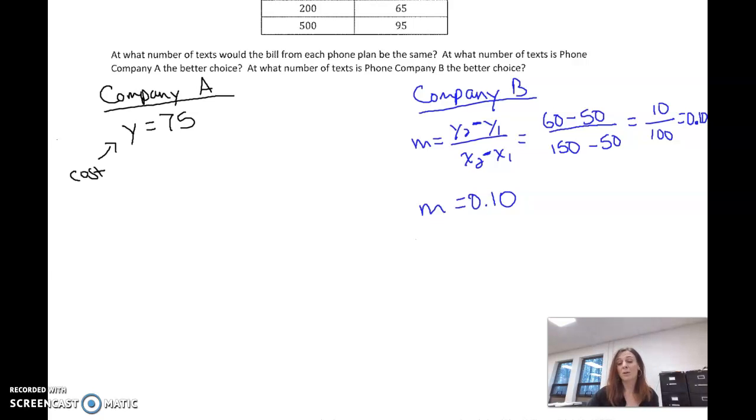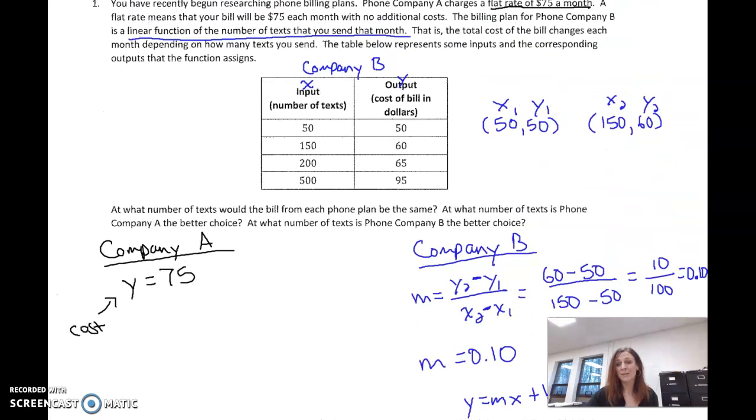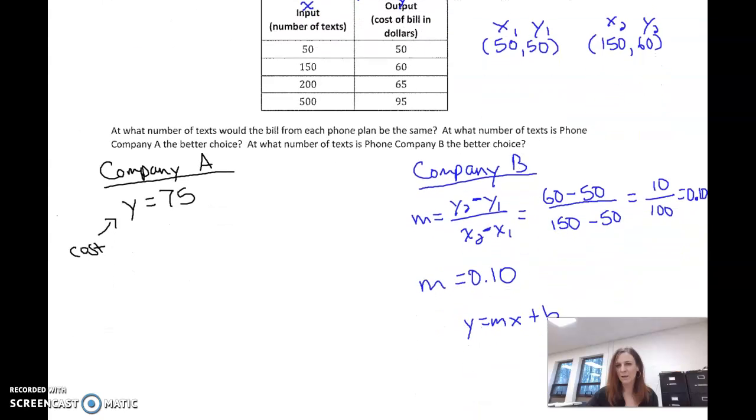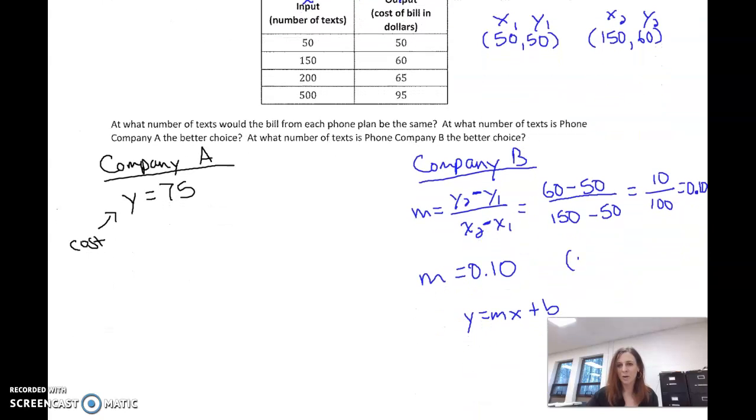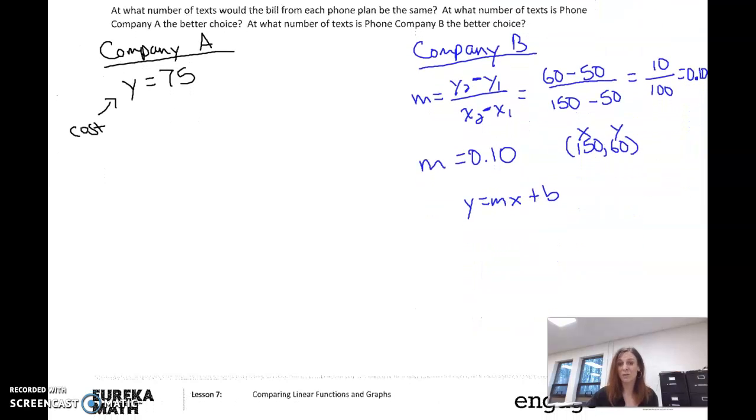Now, remember, to write an equation in y equals mx plus b form, I have my m, I don't know what my b is, so I need a point. And I'm going to use the second point just so my x and y aren't different. So I'm going to take the point 150, and you can use any of the points, remember. This is my x value, this is my y value. I have an x and a y and m. I'm going to plug that all in and figure out what my b is, my initial value.